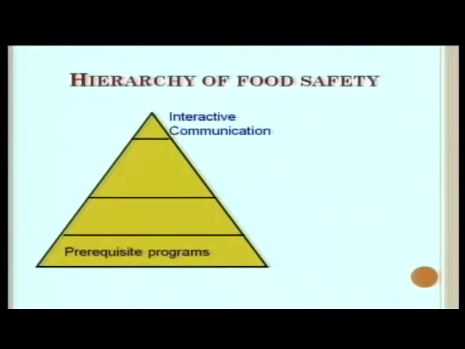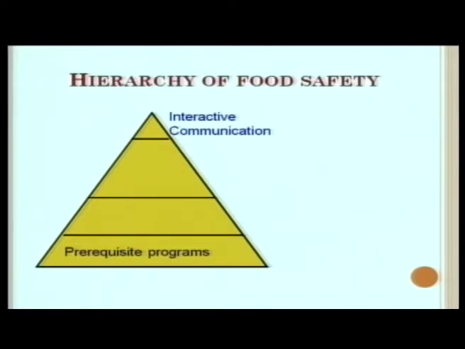so that it gives you the intended, desired results. Just have a look at the hierarchy of the food safety system, which comprises 4 pillars. There are 4 prime things. At the base stands the prerequisite program. That means you need to have effective support foundation programs. And on the top stands the interactive communication.